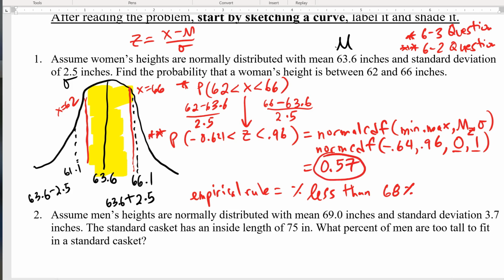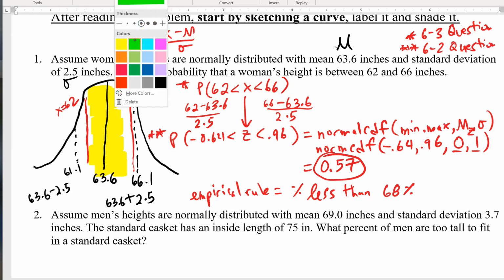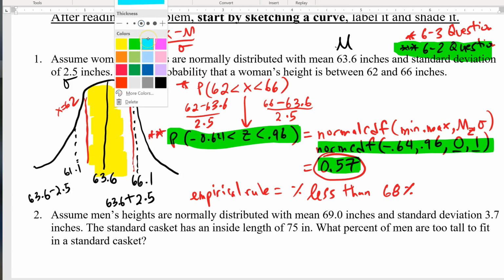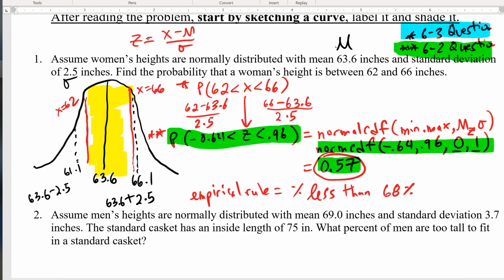I will expect you to be able to do all of this on the test. I'll expect you to know how to turn an X into a z-score, and I'll also expect you to turn that z-score into a percentage. Okay? But in 6.2, all you're doing is getting a z-score, using the command, and finding a percentage. In 6.3, you have an X, and I want a percentage.